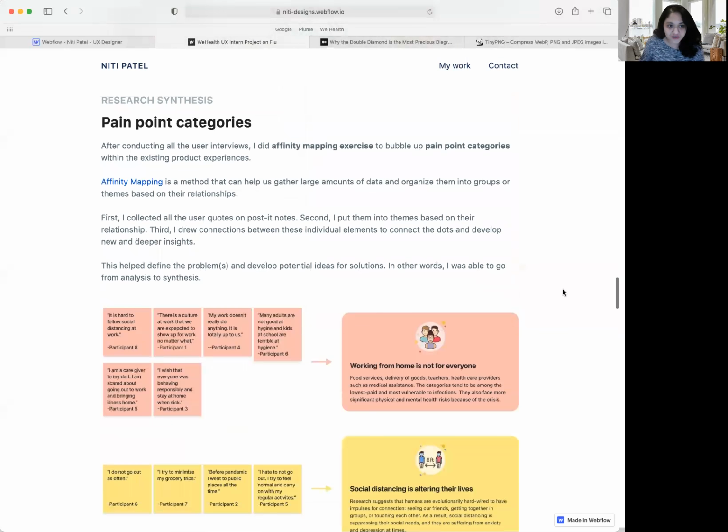After conducting research interviews, I jumped into research synthesis, the most important phase, where I bubble up what participants said into pain point categories, which we call user insights. And we use those user insights to inform the product strategy.